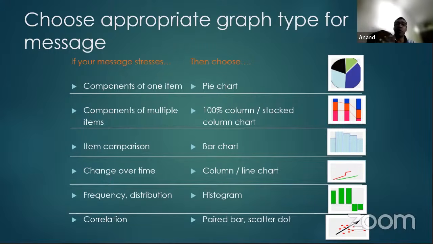And similarly, if you want to show components of multiple items, you use a stacked column chart or something like that. Now, if you look at an individual column of the stacked column chart, that could be a pie chart, effectively. So you could take a pie chart and make it a simple column chart, or a single column of stacked components. Again, perceptually, which is easier to understand.